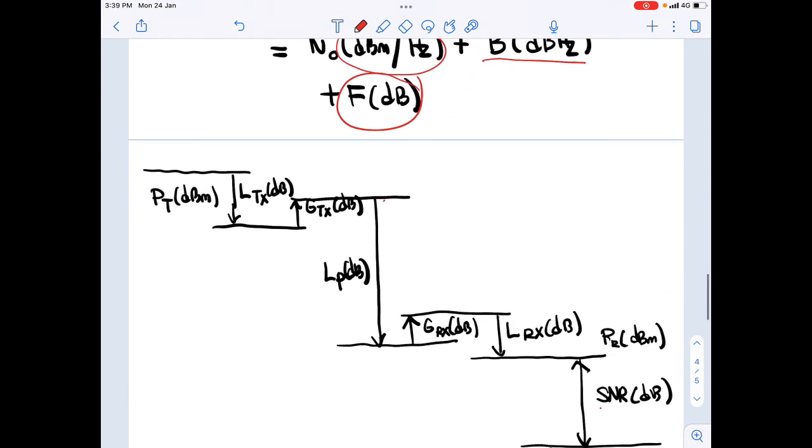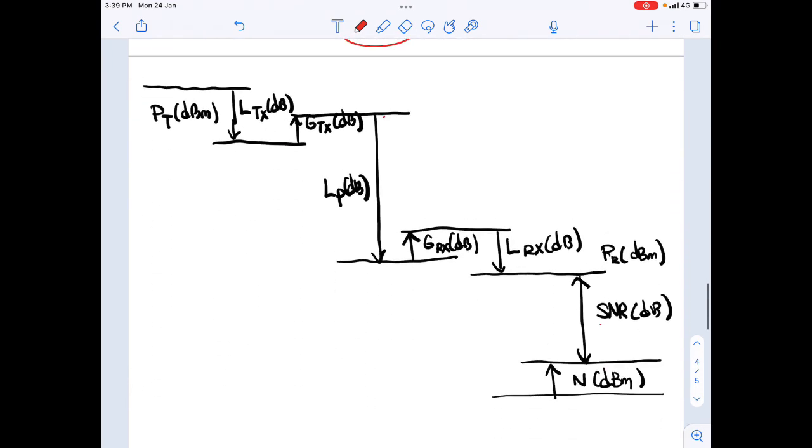Now we put everything together. We'll start from the transmitter. The transmitter will transmit with a certain power, PT, in terms of milliwatts or dBm. Then it goes through the transmitter, where some signal power will be lost. So the power will go down. How much it goes down depends on the loss at the transmitter in terms of dB.